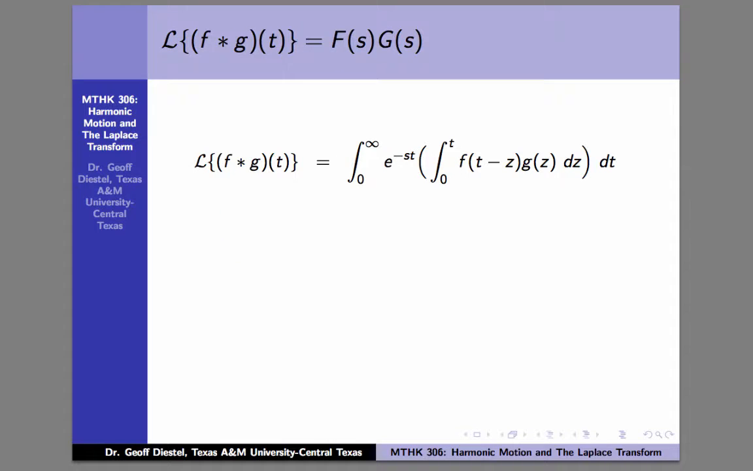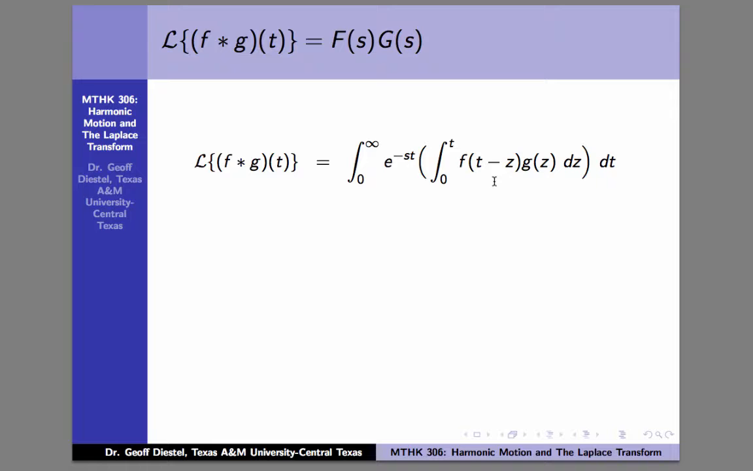So I'm just writing down what the definition of these symbols are. The Laplace transform of a convolution. Laplace transform is integrate from 0 to infinity, e to the negative st, some function of t. The function of t I'm plugging in here is the convolution of f and g, or f star g.